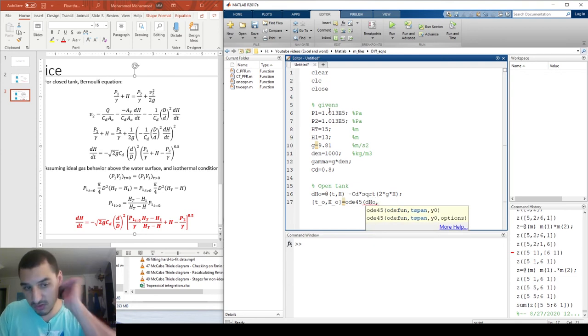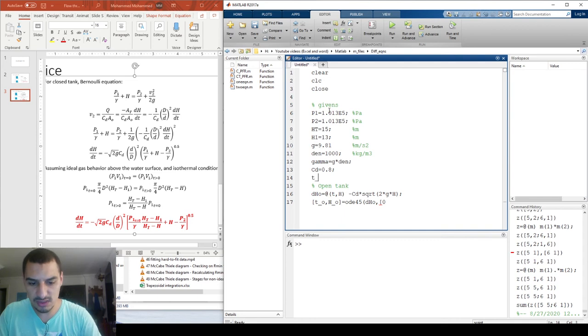dho. I'm gonna start with the time span from 0 to t end, which is just one number. I'm gonna make it like 500 now. And make sure that this is in the proper units. This is gonna be in seconds. So when I put t end here, I know that this is in seconds. And I'm gonna put the initial value, which is h1, the 13 meters, and that's all.